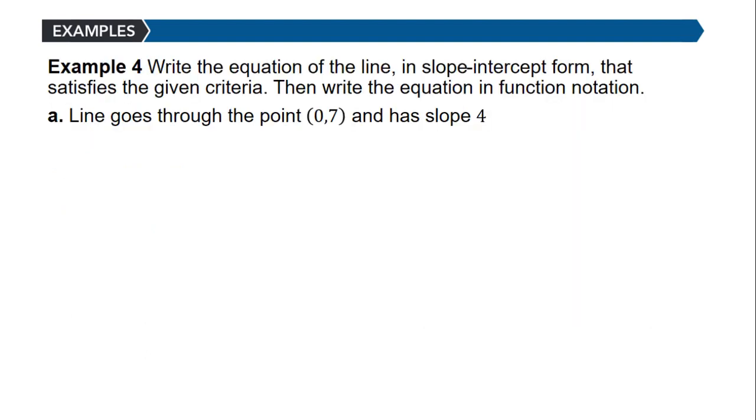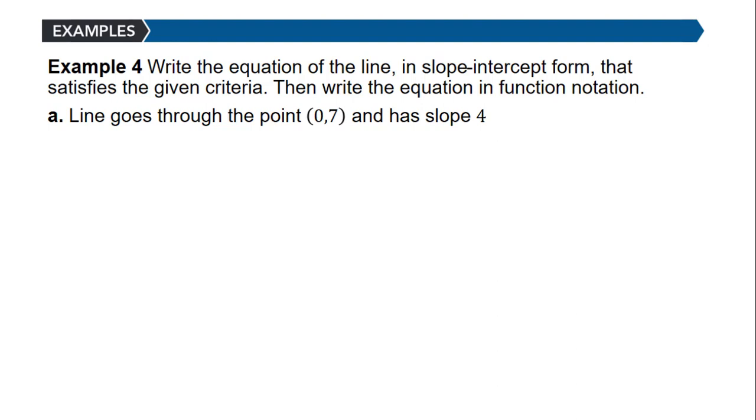Now we want to look at a different type of problem, but still using the slope-intercept form. We want to write the equation of the line in slope-intercept form that satisfies the given criteria. Then we'll write it in function notation. So we know that our line goes through the point (0, 7) and has slope 4.